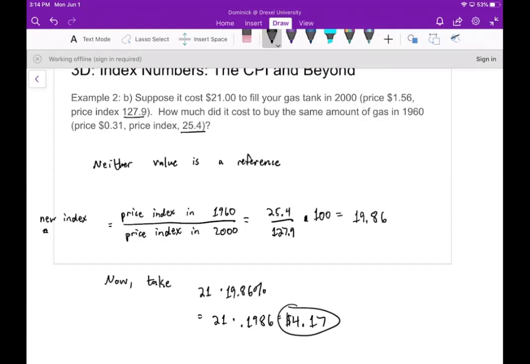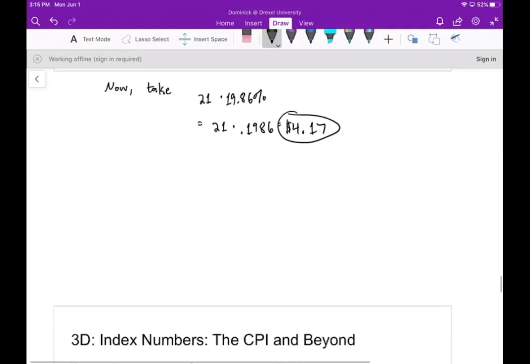Right, so much cheaper. But of course that makes sense because if you look at the price for each time period, you're paying much less in 1960 than you are in 2000. All right, so that's sort of the idea there.